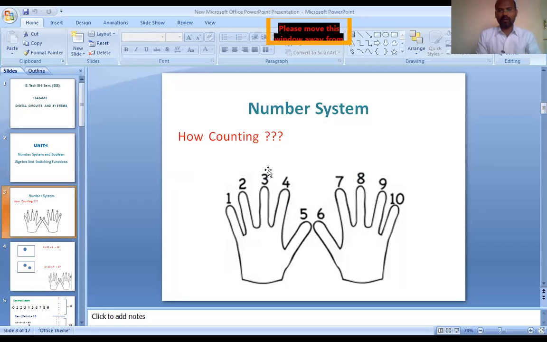how do we count? For that, we can use fingers: 1, 2, 3, 4, 5, 6, 7, 8, 9, 10. And if we have more items to be counted, then we can reuse these numbers by adding one stone into the basket. And if you complete all these fingers a second time, then you again add one more stone. And you can continue our counting process.